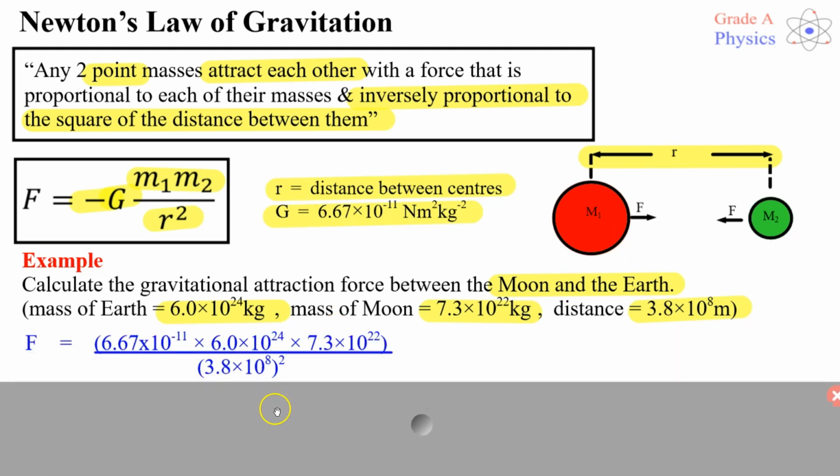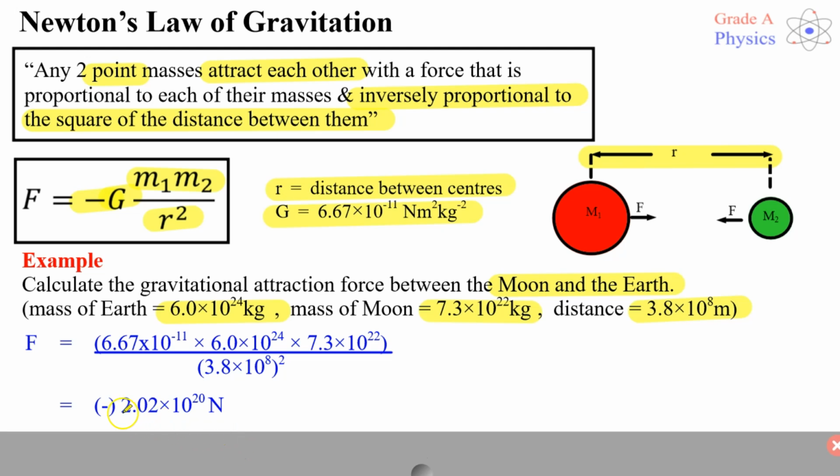So the first thing we do is substitute into this formula here. So we've got G, big G. We can ignore the minus sign. So just multiply by the masses and divide by the distance squared. And we get this very large number here. So expect to get really massive values of force. So 10 to the power lots. And that's what we would expect. So this would be a typical 2-mark question.